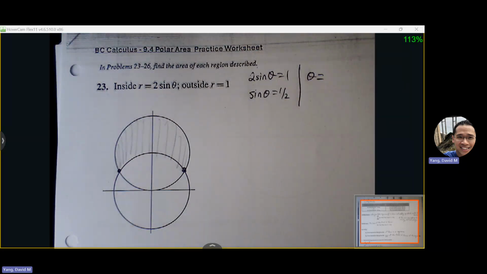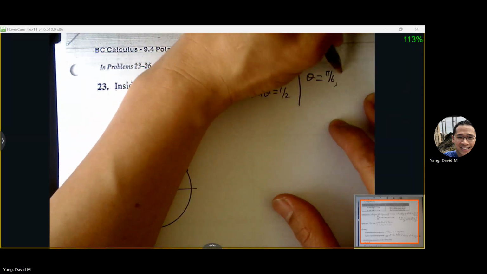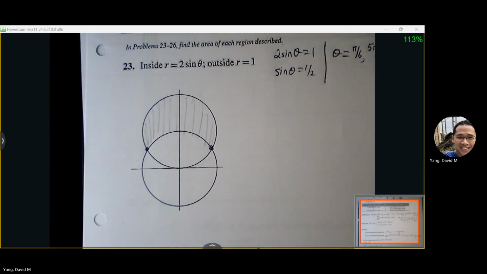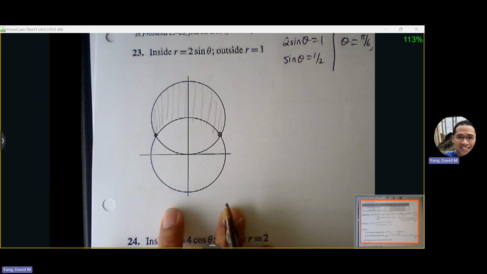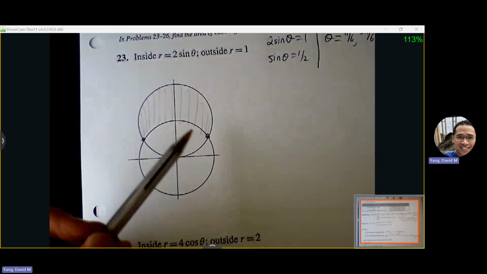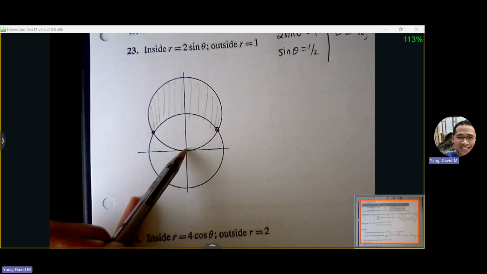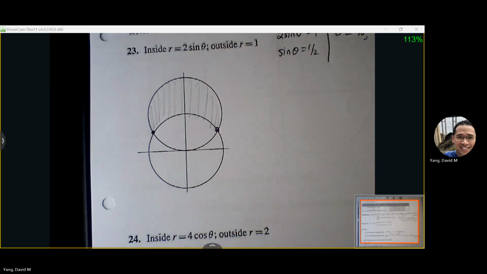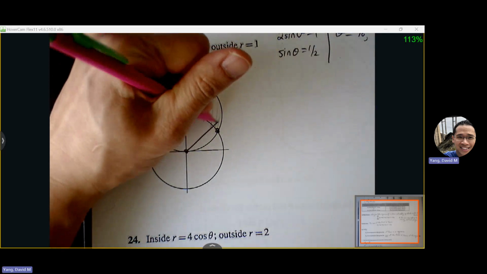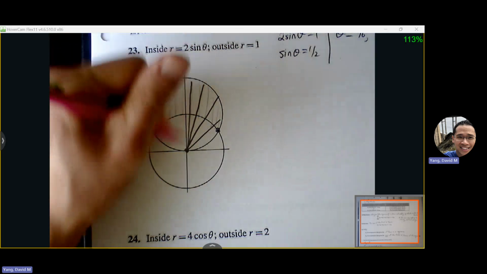So sine is equal to 1/2: pi over 6 and 5 pi over 6, first and second quadrant. So the strategy is, what if we can find the area of this entire region? Because anytime we're wanting to do anything with area, we have to involve the polar zero. So the strategy is, what if we found the area of this entire region first?